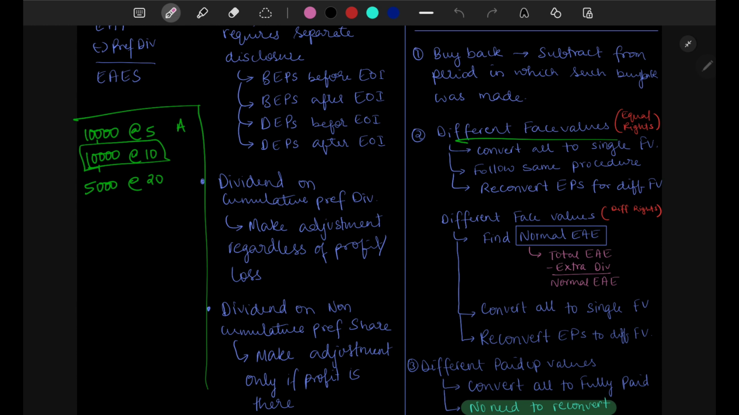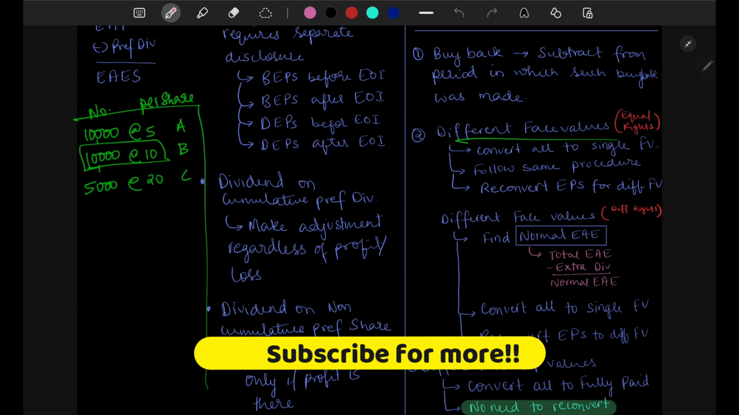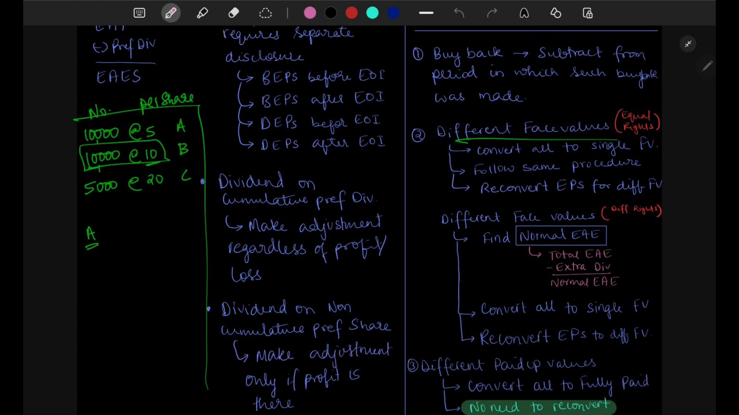We'll just call these A, B and C, so class A, class B and class C. It doesn't matter, you can take any one as the base. Basically you just have to convert all of them into a single face value. So make all of them into 10 rupees. Here this 10,000 is the number, and then this is per share. So in case of A, we're converting everything into 10 rupees.